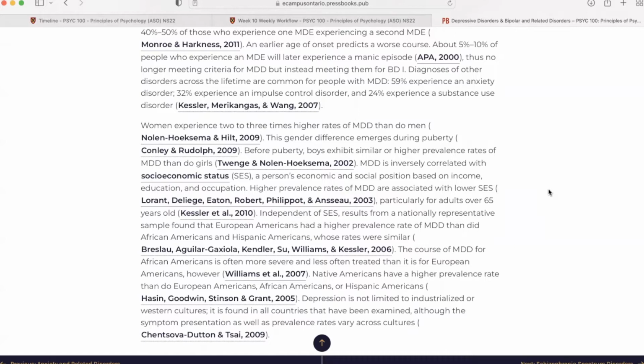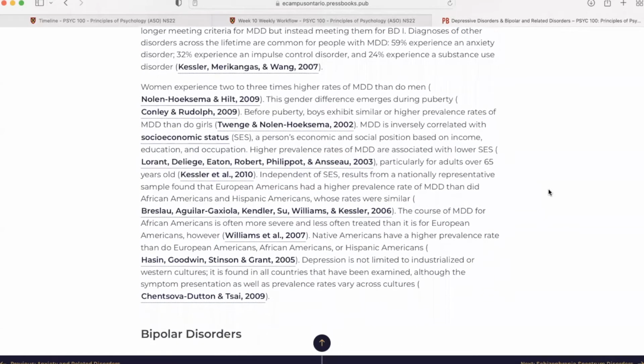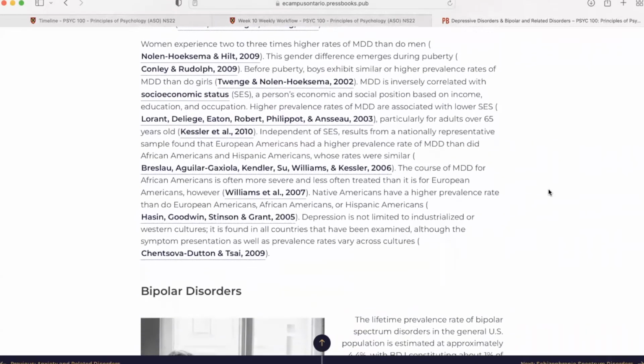Women experience 2 to 3 times higher rates of MDD than do men. This gender difference emerges during puberty. Before puberty, boys exhibit similar or higher prevalence rates of MDD than do girls. MDD is inversely correlated with socioeconomic status, a person's economic and social position based on income, education, and occupation. Higher prevalence rates of MDD are associated with lower SES, particularly for adults over 65 years old.